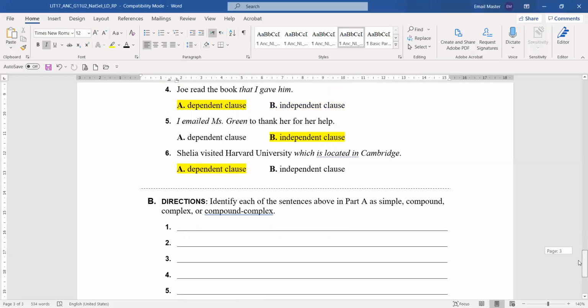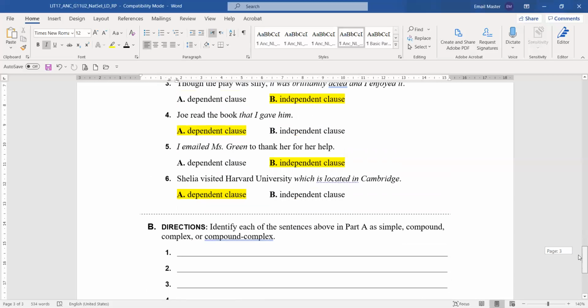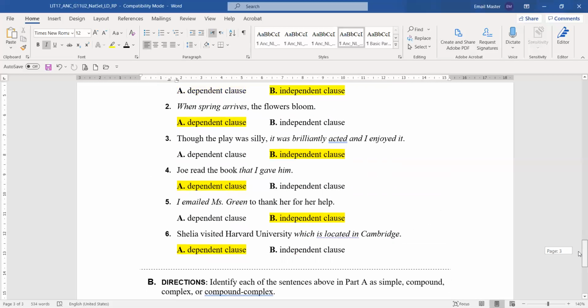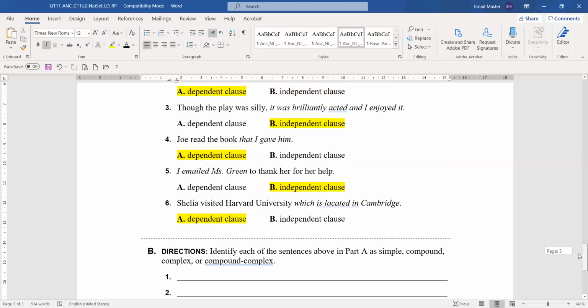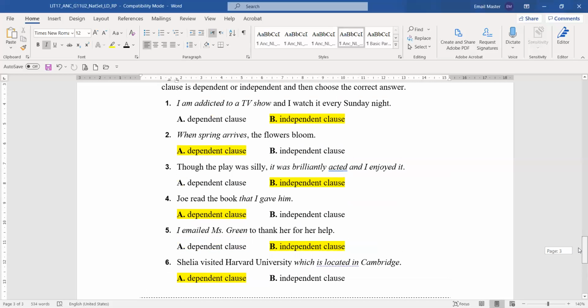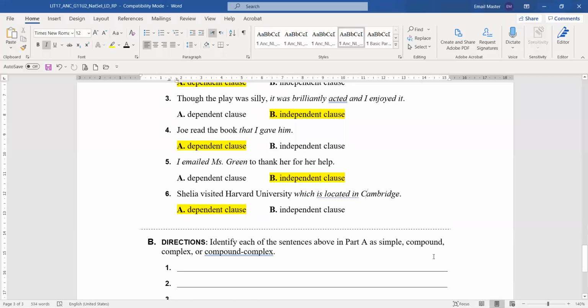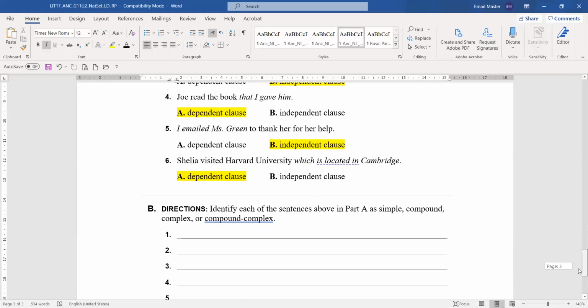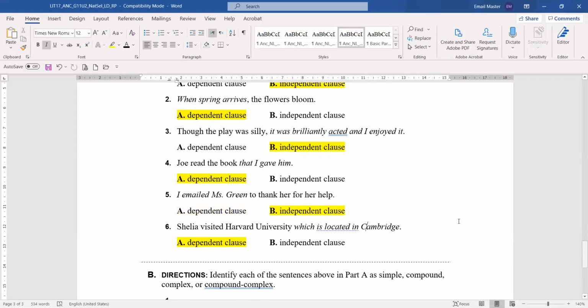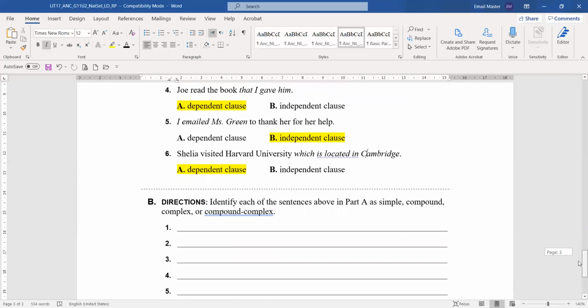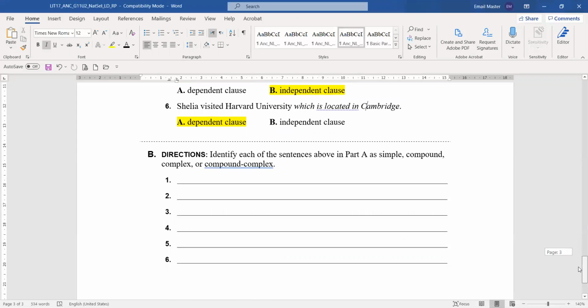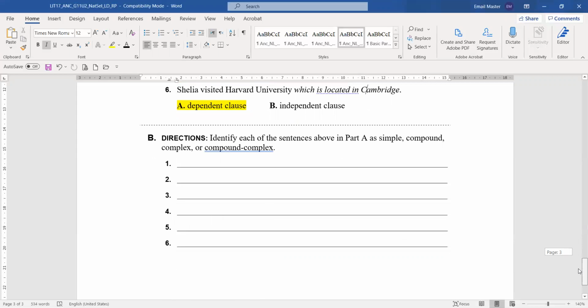So here, what you're going to do after watching the video again, in the B section, you will just write, for example, number 1. Is it a simple sentence, compound, complex, or compound complex sentence? So for the 6 sentences in part A, you will identify each of the sentences and label them as simple, compound, complex, or compound complex.